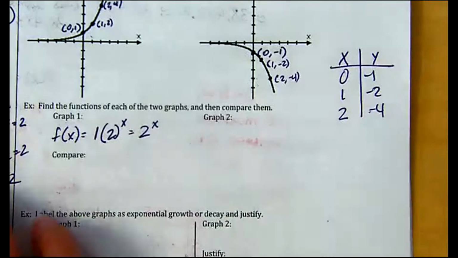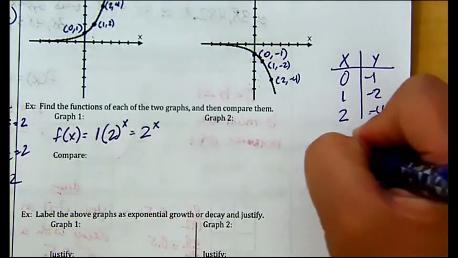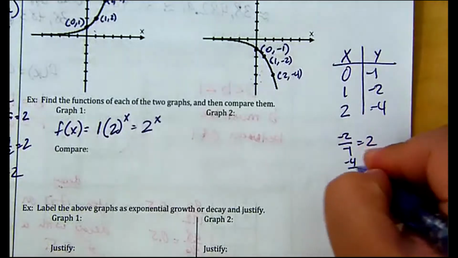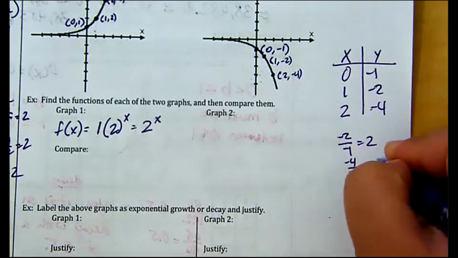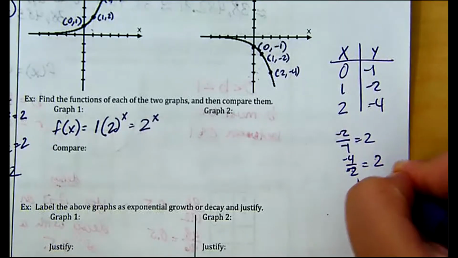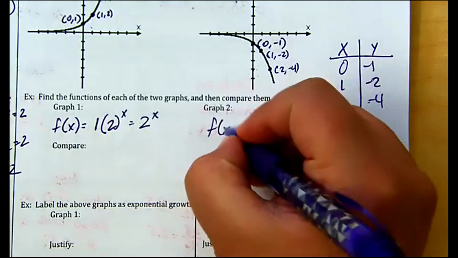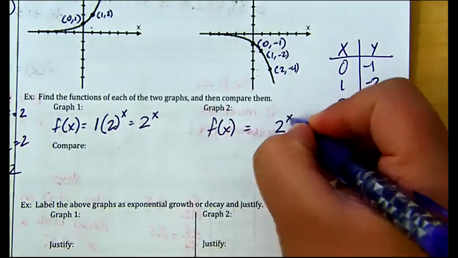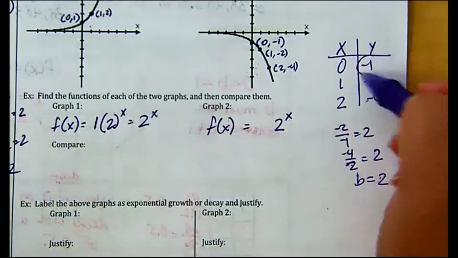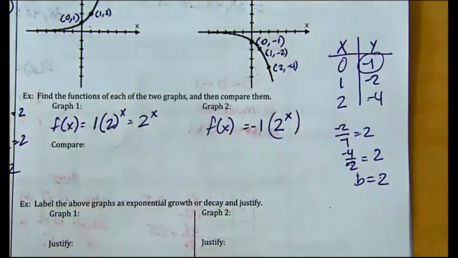So if I do the same thing as I did on the left here, I'll have -2 over -1, which is a +2 for my b. -4 over -2, again, it's a +2. So my b is still a +2 for my graph. So if I have my f of x here, my b is still a +2, okay? What changes is my a here. So that means now my a is -1.